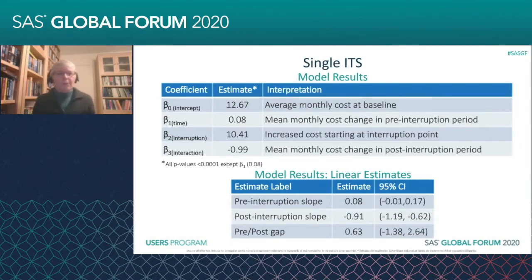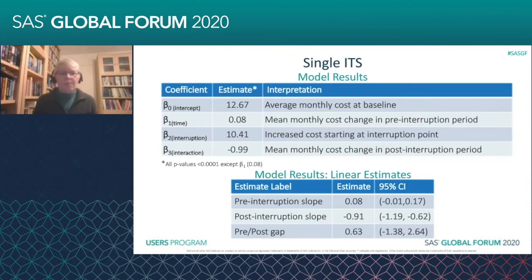So here are the results from this model. We have our average monthly cost at baseline is $12.67 across the cohort. And of course, again, we're only looking at the VBID folks here because they're the ones who had the interruption that we're interested in. And as we can see sort of from the graph, the cost is kind of drifting up a little bit over time, maybe 8 cents a month.